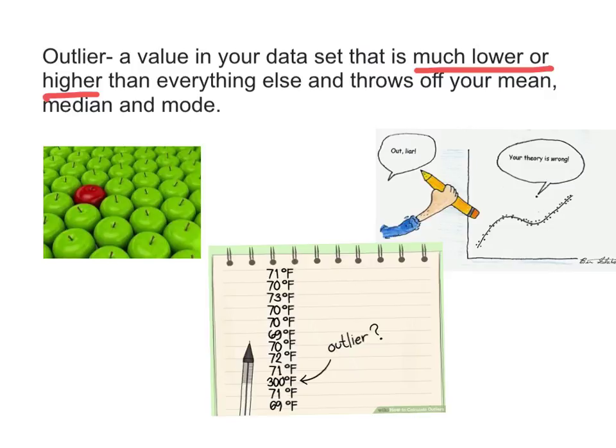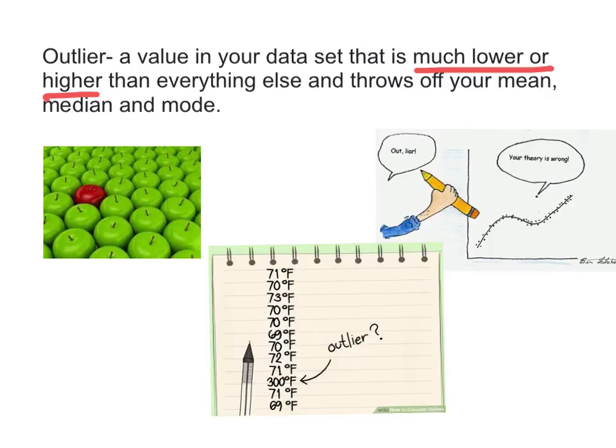Everything else is kind of the same, and it's just totally out there. It's called an outlier. If you look at this comic, everything else falls on this beautiful curve, all the other dots are on the line, and then you've got this outlier, okay? And this guy's saying, outlier, which is kind of funny. And look at all of these temperatures. You've got 71, 70, 73, 70, 70, 69, 70, 72, 71, 300, 71, 69. So that is an outlier, with all the rest of your data being around 70, and this one is so far above.